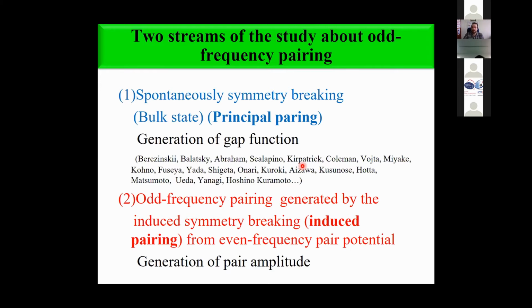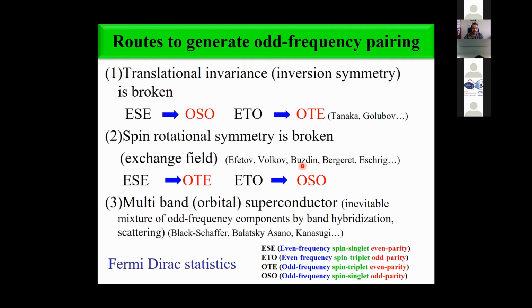On the other hand, odd-frequency pairing amplitude or pairing correlation can be generated by so-called induced symmetry breaking from a standard, well-known even-frequency superconductor, which can be described by mean field theory. Actually, there are several routes to generate odd-frequency pairing. Starting from, for example, even-frequency spin-singlet even-parity pairing, by translational invariance breaking, odd-frequency spin-singlet odd-parity pairing can be generated. And also if spin rotational symmetry is broken, then from ESE pairing, odd-frequency triplet even-parity pairing can be generated.